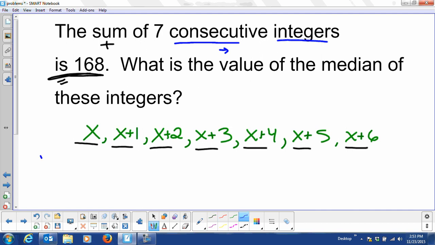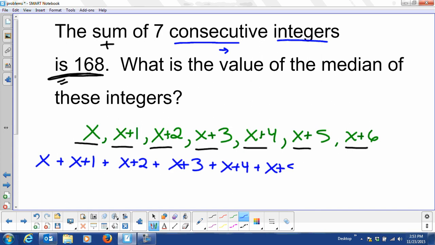So I could say x plus 1 plus x plus 2 plus x plus 3 plus x plus 4 plus x plus 5 plus x plus 6, and that is 168. Well, now I want to solve. We have just a basic algebraic equation. It's a very long one, but it's still pretty basic. So let's put our like terms together. I have 7 x's.